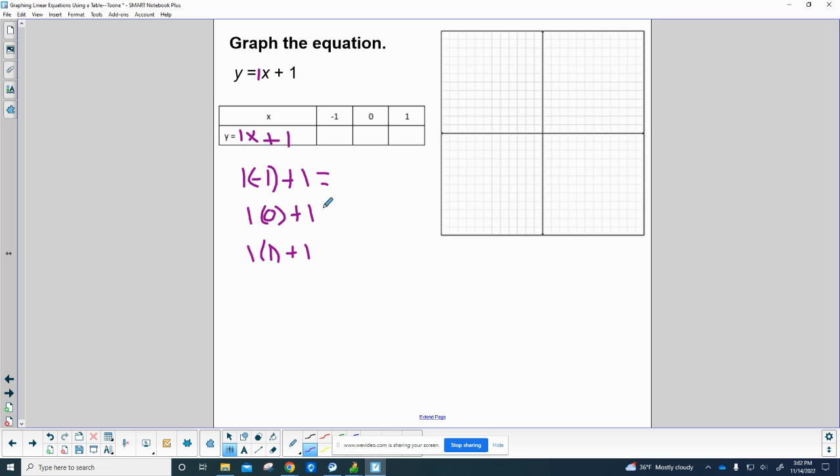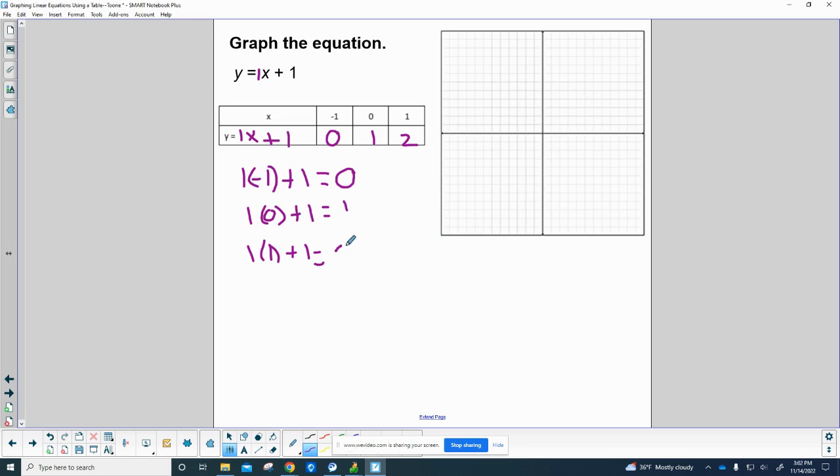So now let's calculate the other part of the answer. 1 times negative 1 is negative 1. Negative 1 plus 1 would be 0. 1 times 0 is 0. 0 plus 1 is 1. 1 times 1 is 1. 1 plus 1 is 2. So a lot of 1s and 0s and negative 1s in that particular problem.